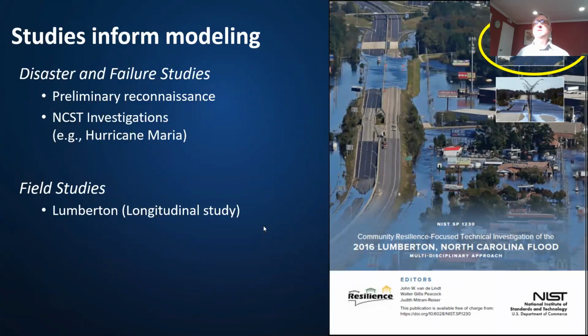A main point I wanted to make today, and I think this distinguishes it from some other efforts, is that the modeling is really informed by getting out into the field with multidisciplinary teams and studying what happened, what slowed down recovery. And so we have this disaster and failure studies program led by Maria Dillard in our group. It's fun, I get to participate occasionally.